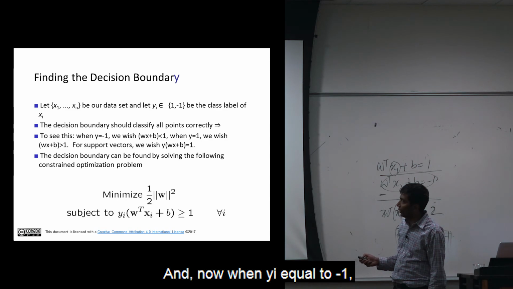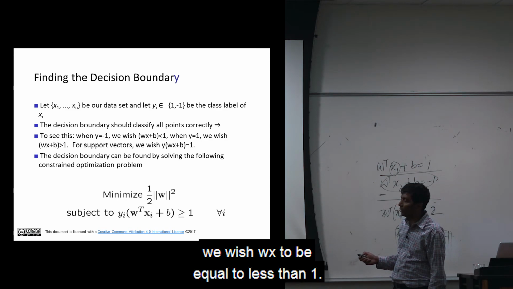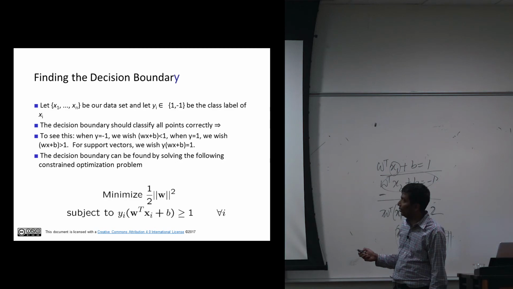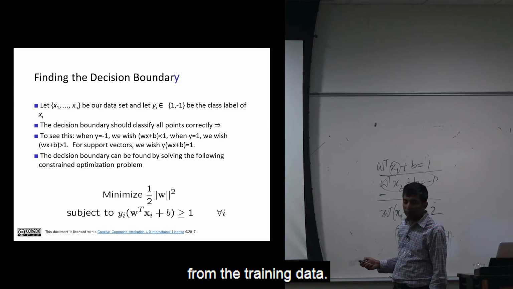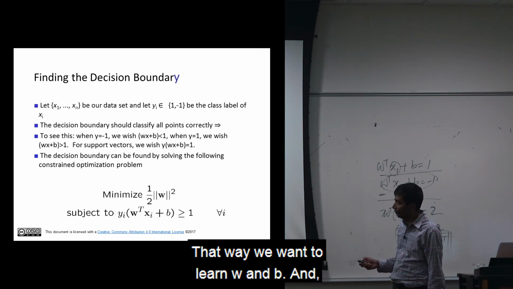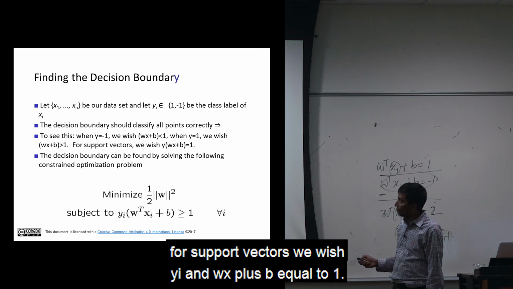Now when yi equals minus 1, we wish wx plus b to be less than or equal to minus 1. And when yi equals 1, we want wx plus b to be greater than or equal to 1 from the training data. That way we want to learn w and b. And for support vectors, we wish yi times (wx plus b) to equal 1.